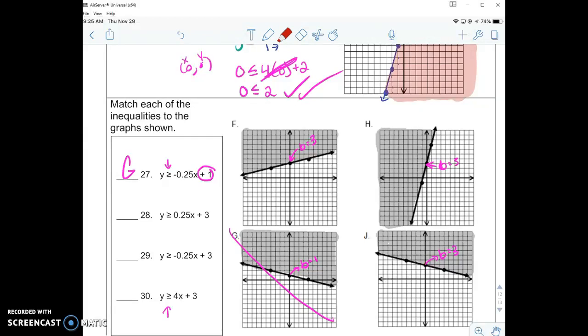Since all the rest of them have the same y-intercept, I'm going to now look at the slopes. Notice only one of these has a negative slope, so I am looking for which graph has a negative slope for number 29.